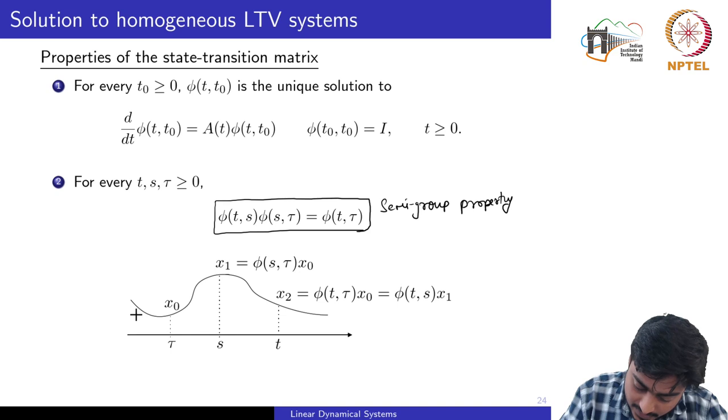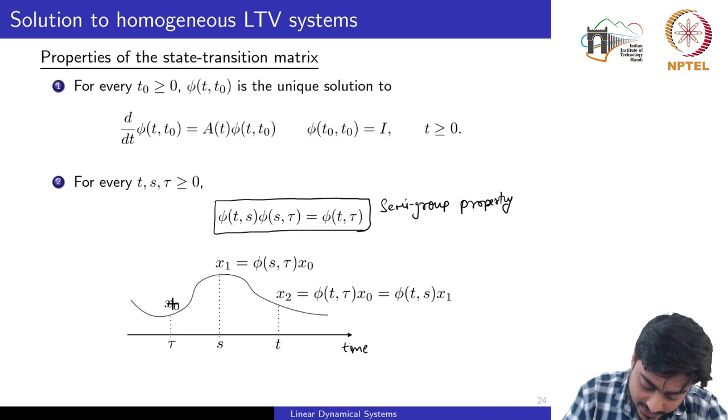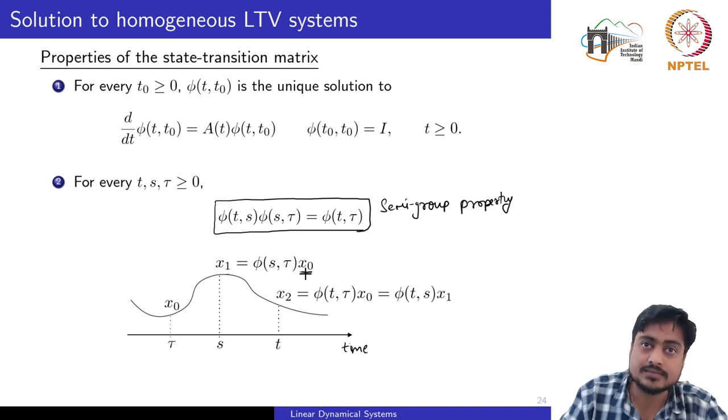Now see, let's say this is some state trajectory, and on the x-axis we have the time axis. Now given this initial condition x0 at t is equal to tau, I want to compute the solution at t is equal to s, which we denote by x1. So this solution, owing to the previous theorem, is given by the multiplication of the state transition matrix, which says that I want to compute the solution at t is equal to s, given the solution at t is equal to tau, and the initial condition at t is equal to tau is x0.